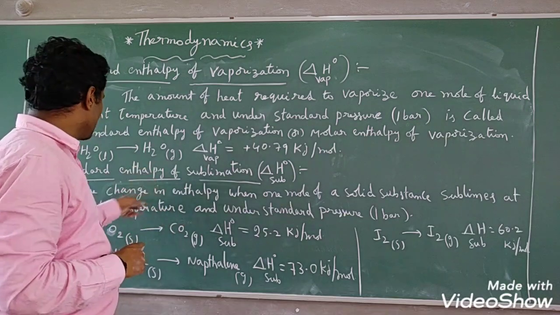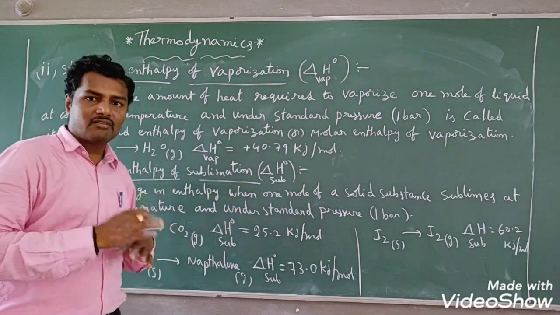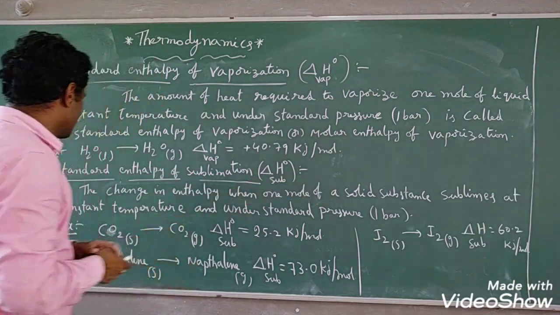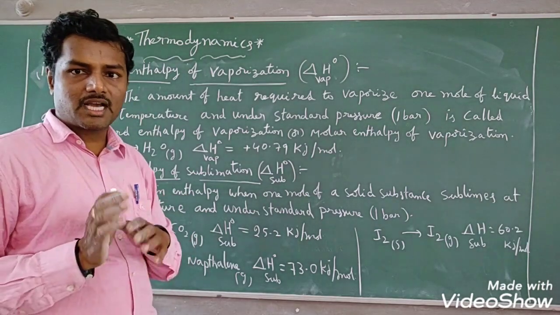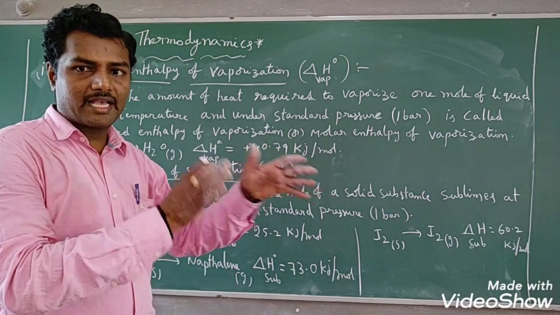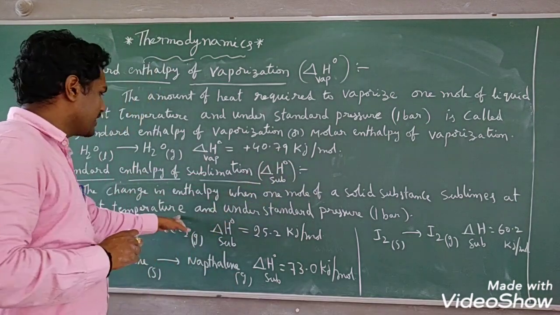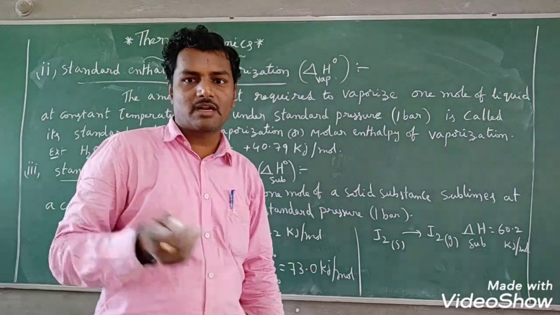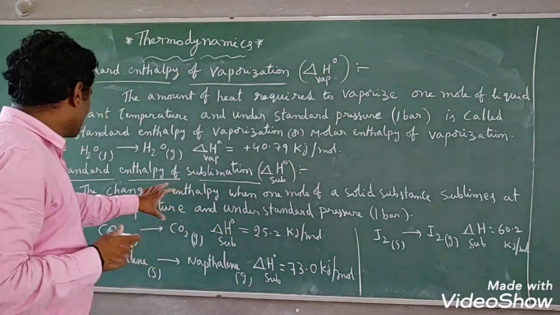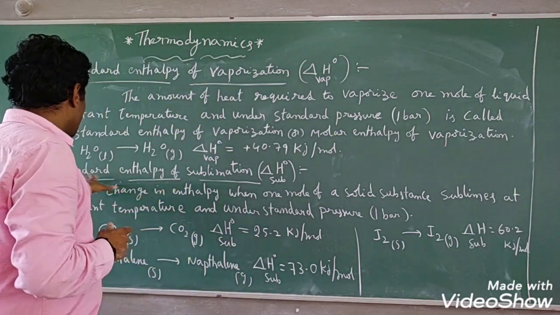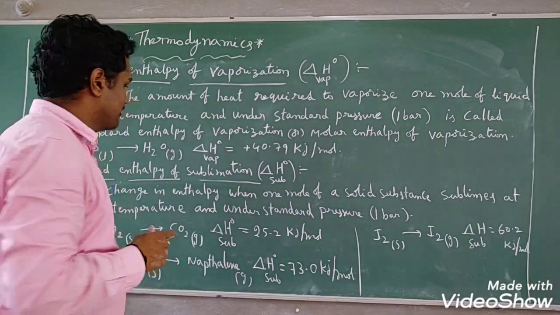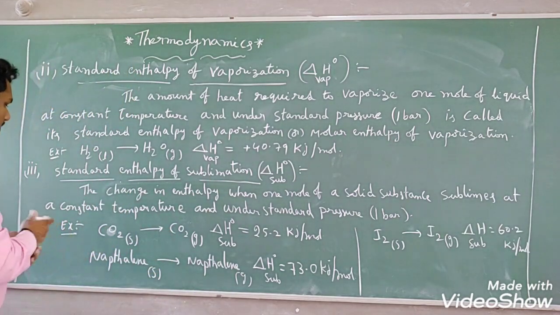It means the same thing only: the change in enthalpy when 1 mole of a solid substance sublimates. Sublimates means what? The conversion of solid to gas directly. A solid substance sublimates at constant temperature and under standard pressure, that is 1 bar pressure, right? That change in enthalpy we call the standard enthalpy of sublimation, students. Some examples I have given to you.